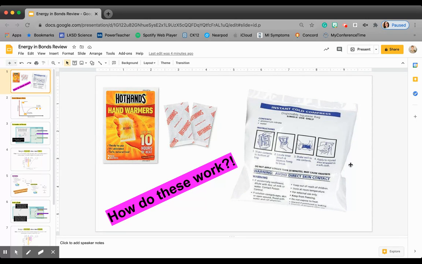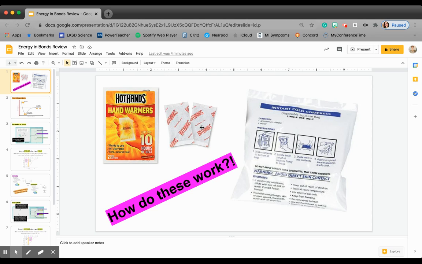I don't know if you remember way back at the beginning of Unit 3, we did these demonstrations in class with hand warmers and cold packs. We looked at some of the ingredients, we busted them open and looked at what was inside, and we let them react. We looked at the temperatures, and maybe you had personal experience with it. Ultimately, we figured out that the hot packs get kind of hot, and the cold packs get kind of cold, right?